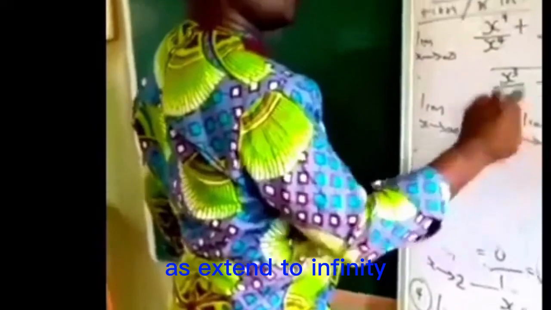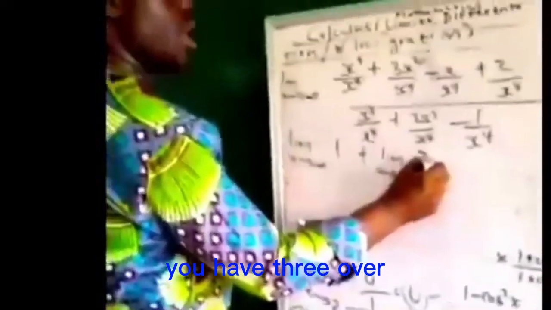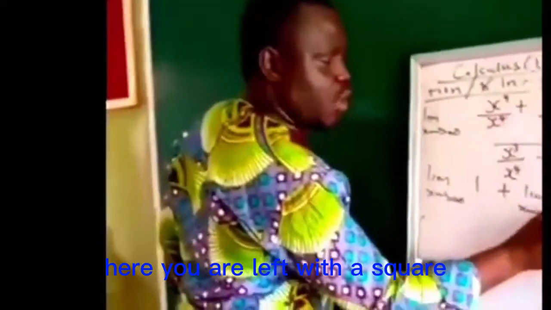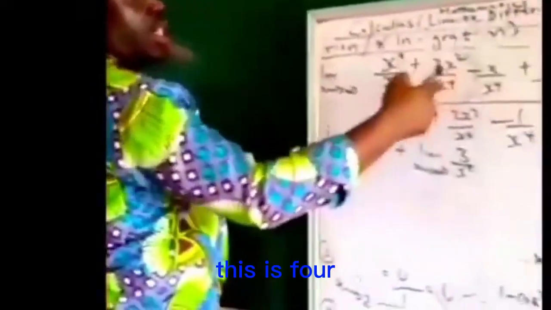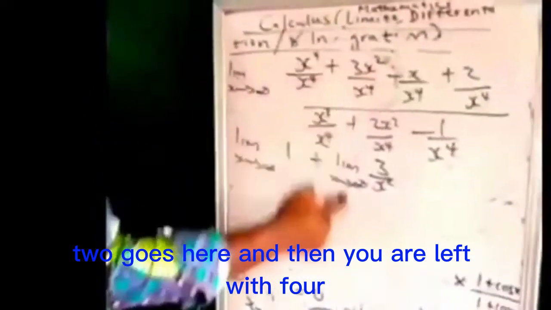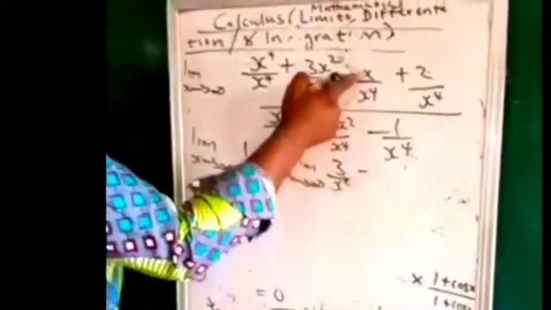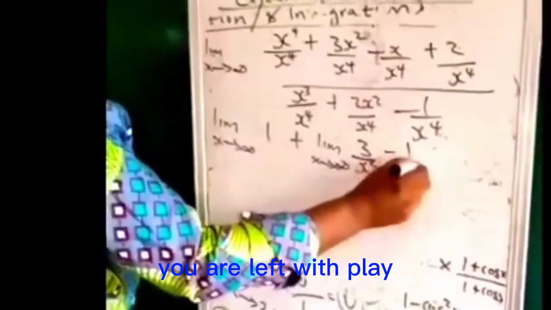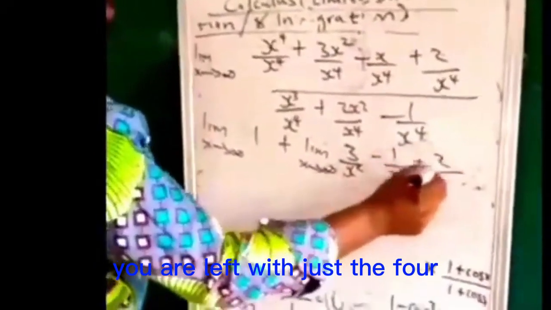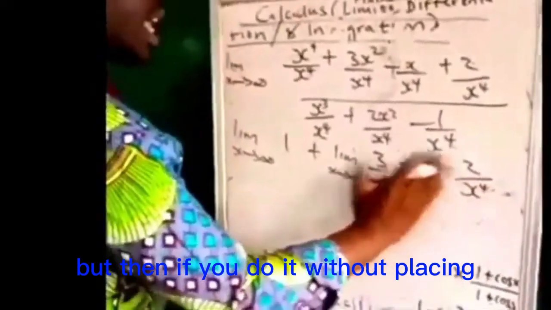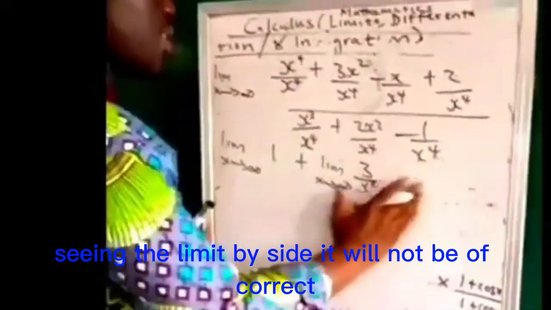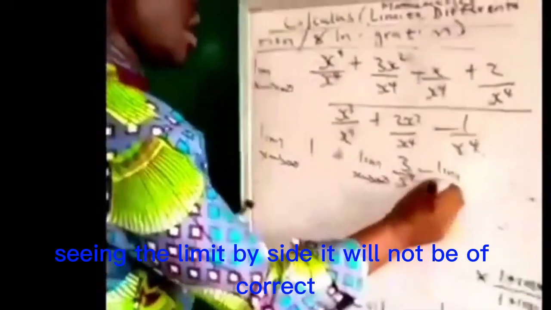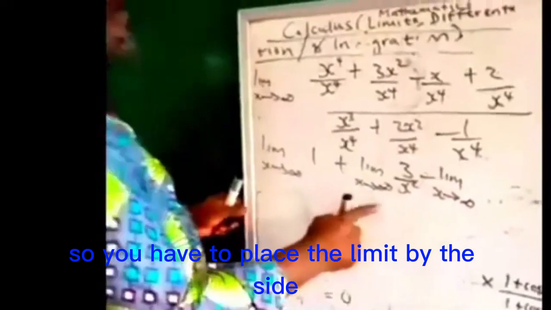As x tends to infinity, please follow. In 3x squared over x to the power 4, the x's reduce and you are left with 3 over x squared. Here, x cubed over x to the power 4 leaves 1 over x, and here you are left with just the power 4. But if you do it without placing the limit by the side, it will not be correct. So you have to place the limit by the side.